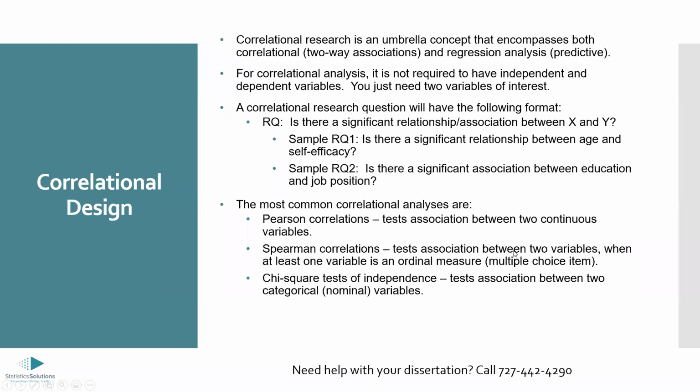But if you have an ordinal measurement, something like education level, because there's a hierarchy to it. You have high school, associate's, bachelor's, master's, PhD. That's a multiple choice that goes up a ladder. That's when you use a Spearman correlation. Then a chi-square test is used when you have two categorical variables. So something like gender, ethnicity, passing and failing an exam. That's when you do a chi-square.